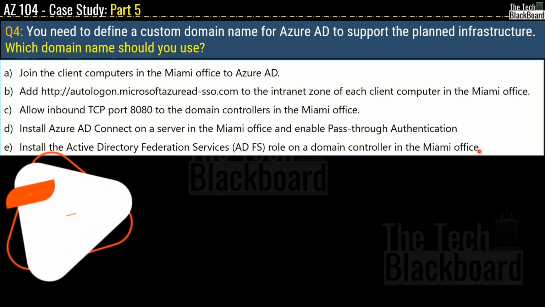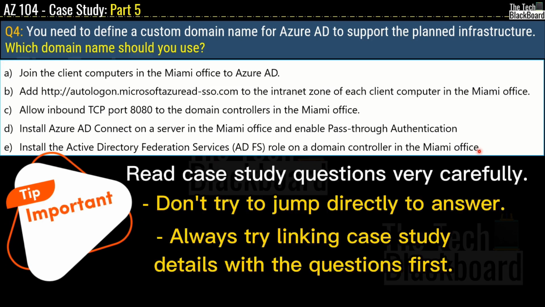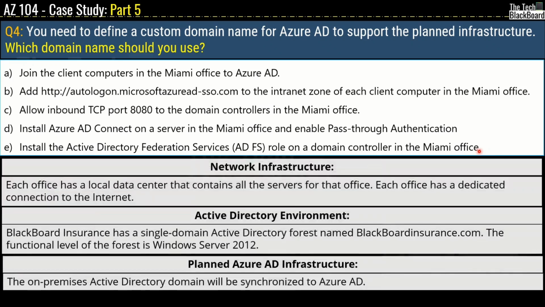Now friends, could you remotely even link this question with that of the details given in the case study? Maybe, maybe not. But let me now list all the sections from the case study that are linked to this question. Here it comes. The first section which is linked is network infrastructure. If you remember the case study, we were given that each office has a local data center that contains all the servers from that office. Each office has a dedicated connection to internet.